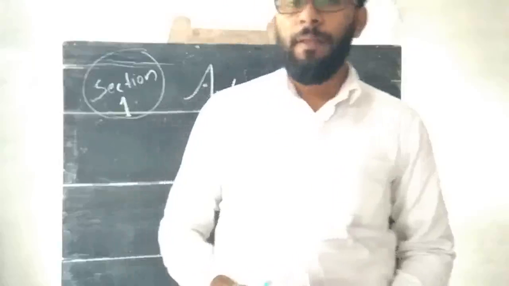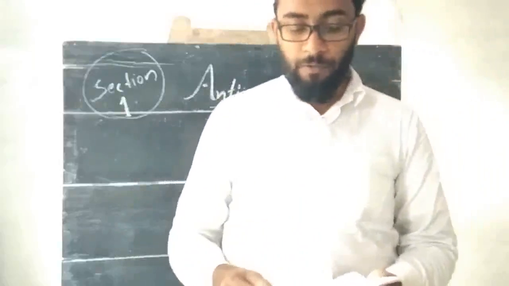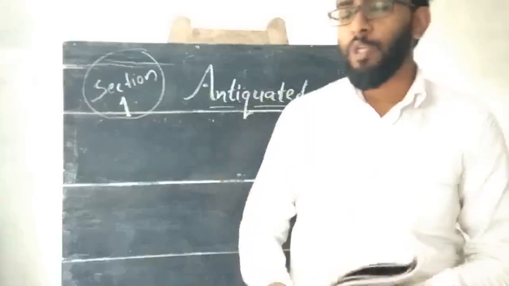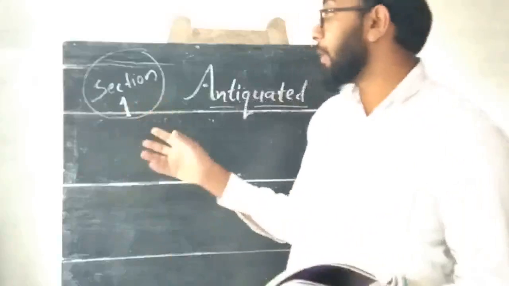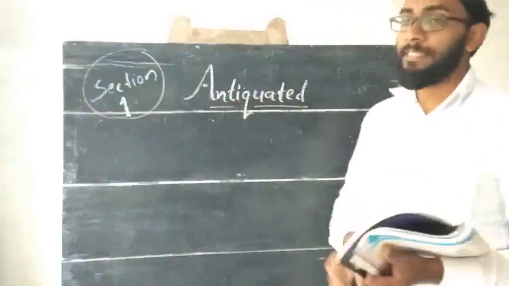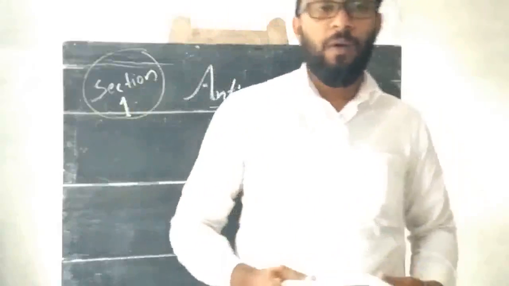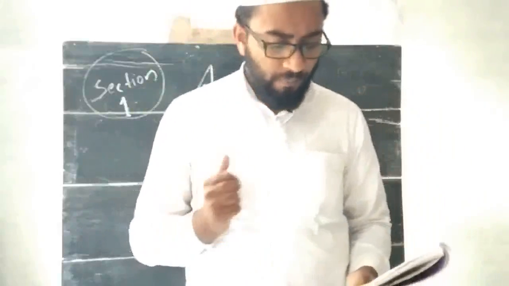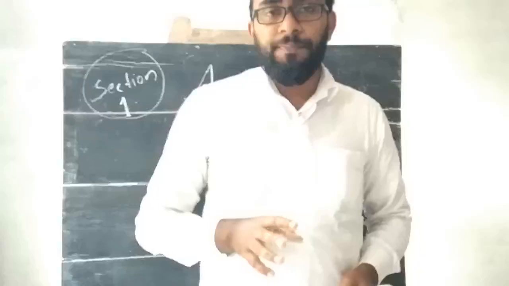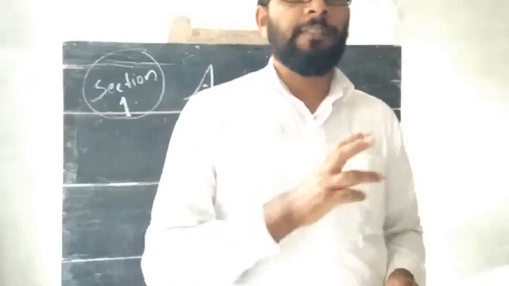Okay. In the last class, we discussed the poem Seasons of Life. Today we are going to enter a new unit, the fourth unit, section 1. The first chapter is Antiquated. Antiquated means oldest. Before entering the chapter, I would like to introduce what is discussed in this chapter.